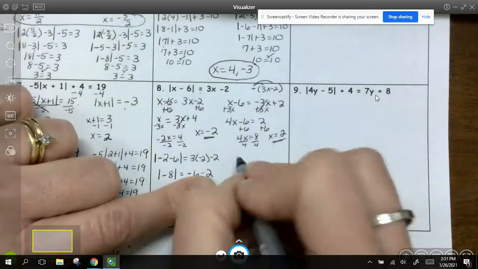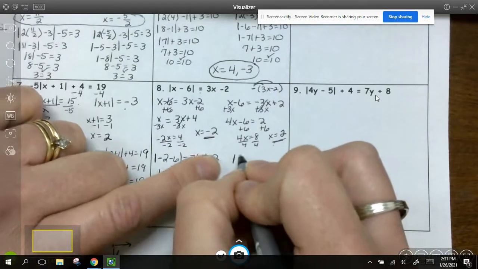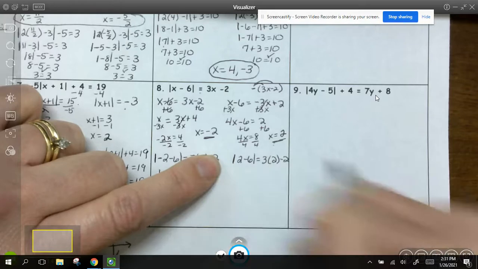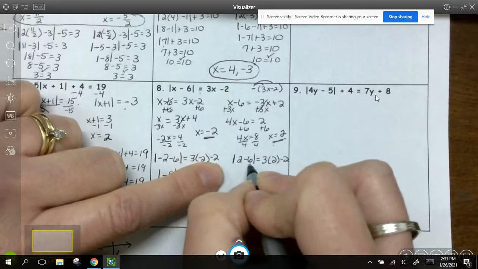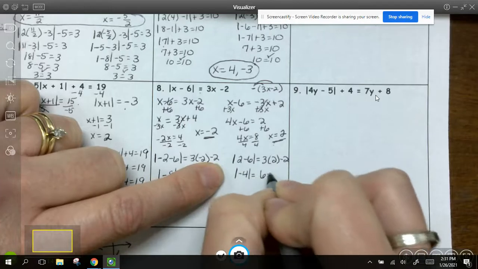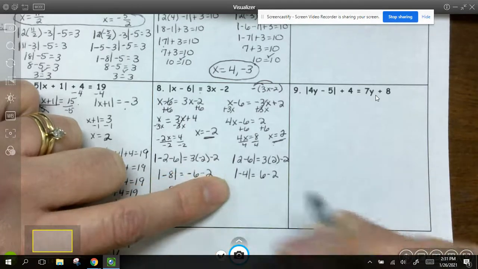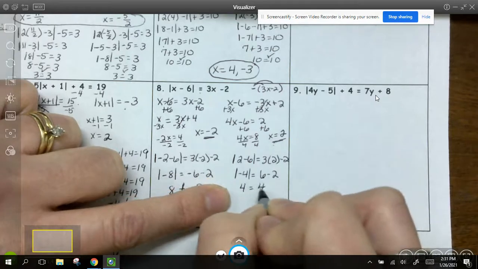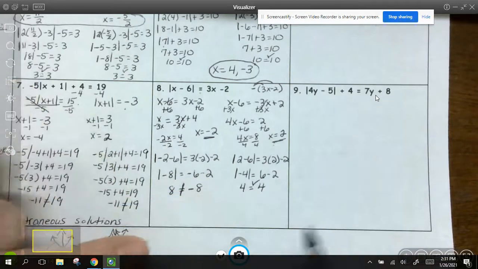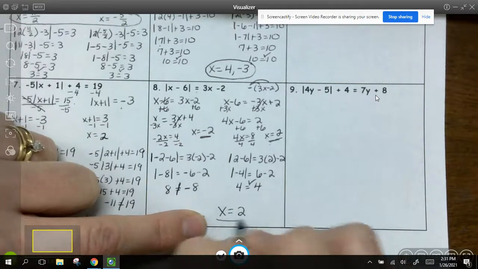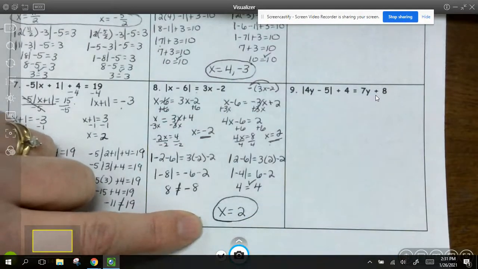Okay, let's check 2. Does the absolute value of 2 minus 6 equal 3 times 2 minus 2? Okay, the absolute value of 2 minus 6 is negative 4. That's 3 times 2 is 6. The absolute value of negative 4 is 4. And 6 minus 2 is 4. That one works. So this time, one of our solutions worked. So x equals 2 is the solution that we came up with for this one.